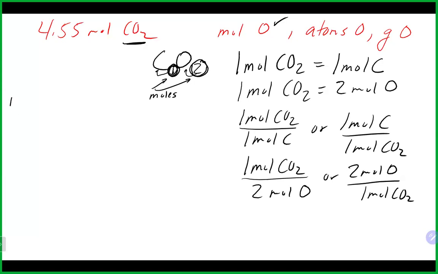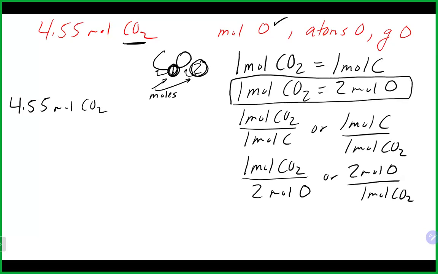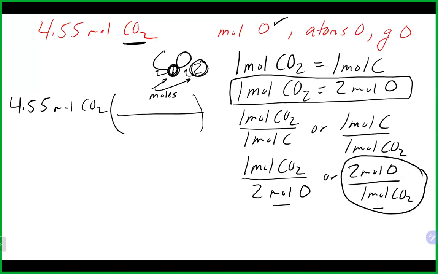So we would do that by taking 4.55 moles of CO2. Again, we want to go from CO2 to oxygen, which means from the formula, we want to use this relationship, which gives us these 2 conversion factors over here. And once again, we want to go opposite. So we want to get rid of moles of the entire thing and be left with just oxygen by itself. So again, we would want to go with this conversion factor that we got from the chemical formula itself.